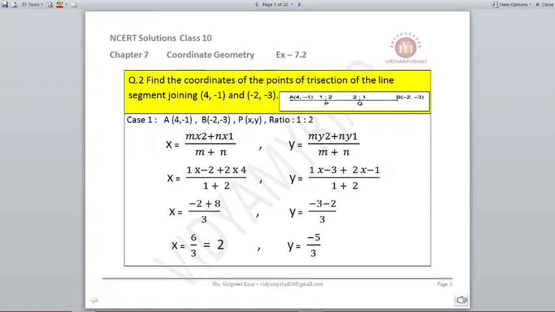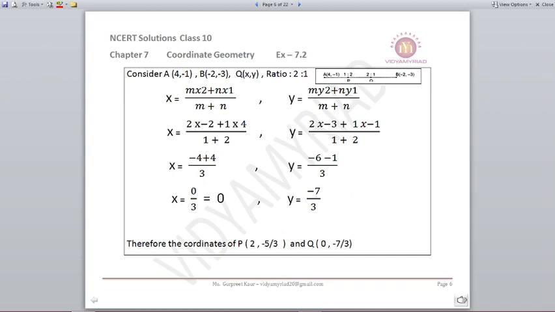Now let us find out for Q. For Q, your ratio will change into 2:1 and AB will remain same. For that, what are we going to do? X is equal to, so M will become 2 here and N will become 1 here. So let us see, X coordinate will be 2 multiplied by minus 2 plus 1 multiplied by 4 divided by 1 plus 2. So Y coordinate will be 2 multiplied by minus 3 plus 1 multiplied by minus 1 upon 1 plus 2. On solving this, we get X as 0 and Y as minus 7 upon 3, and these are the coordinates of Q.